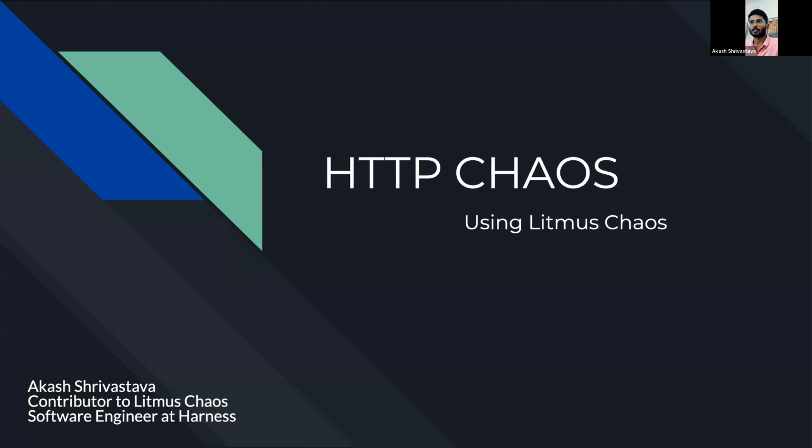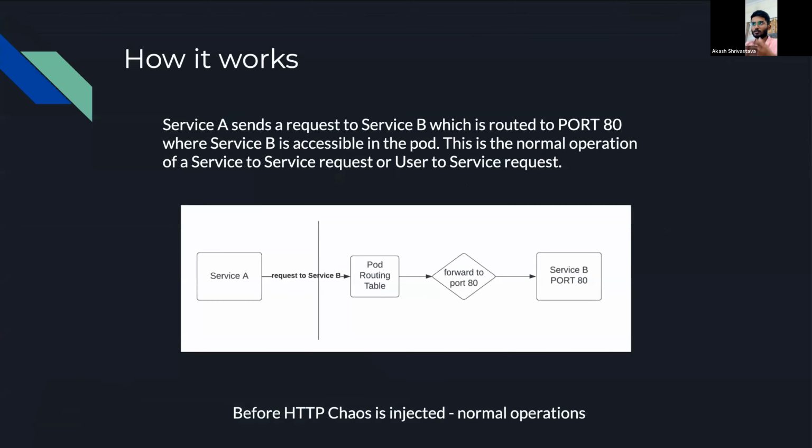So let's start off with how HTTP Chaos actually works. This is the scenario before the chaos has been injected. Service A, which can be a user or any service, is calling service B. Service A sends a request to service B, and it is routed to the port on which service B is accessible on the pod side. So this is where the chaos is not injected.